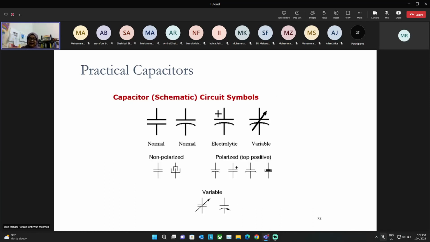So these are the different circuit symbols for capacitor. Kita pakai sama ada yang straight line ni ataupun yang satu straight, satu lekuk ni lah. Yang lain kita tak pakai.